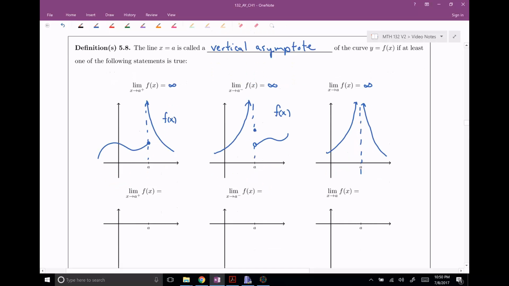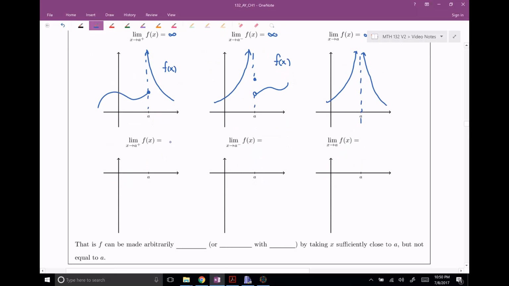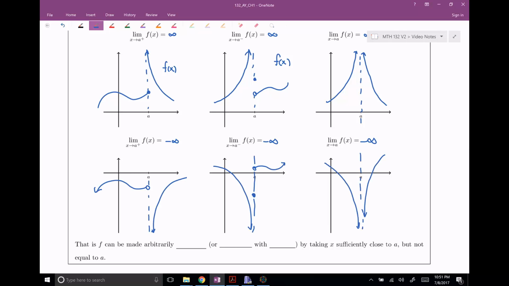But not only positive infinity, right? We could also do all the same sort of thing with negative infinity. And here are some graphs to go along with that. All right, so you may want to, of course, pause the video and sketch these all down, but I hope you have the idea.